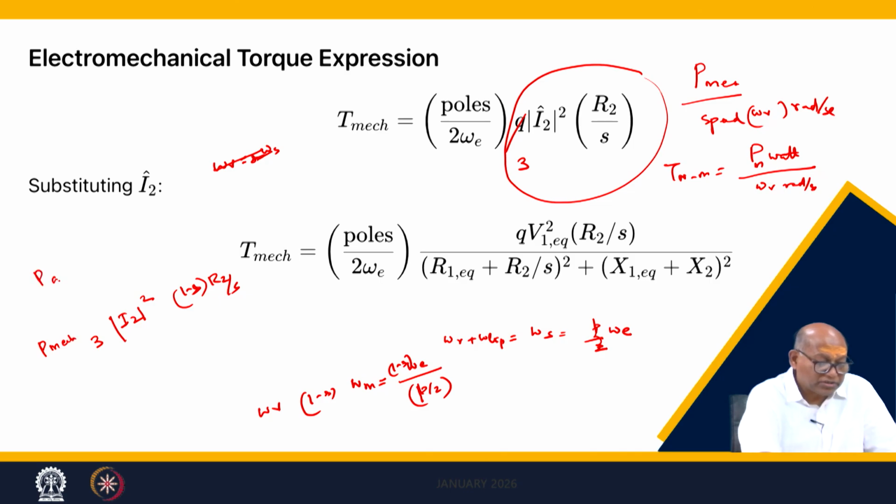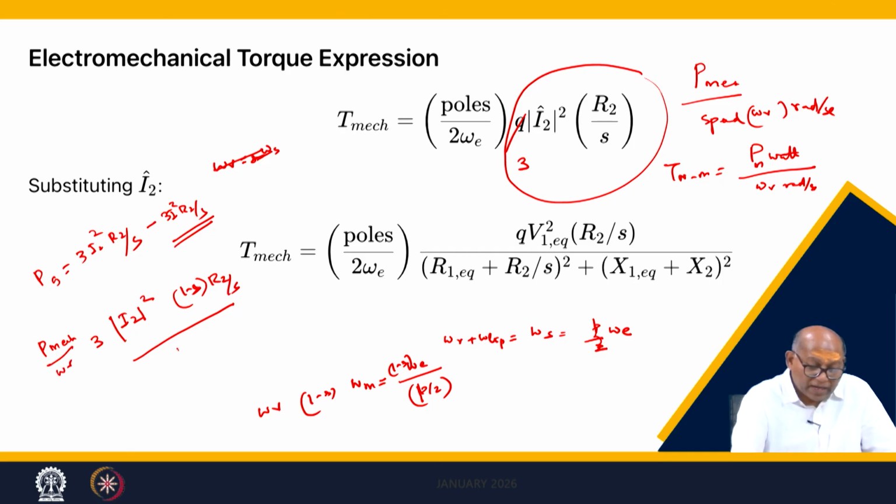Air gap power was how much? 3 I2 square into R2 by s. This minus 3 I2 square R2 by s is the rotor copper loss. So, that is equal to this power. So, this power divided by speed omega r, which is omega e into 1 minus s by P by 2. If you do that, this 1 minus s cancels out, so this P by 2 comes up. So, this becomes P by 2 poles by 2 omega e into 3 I2 square. So, this is the mechanical torque.